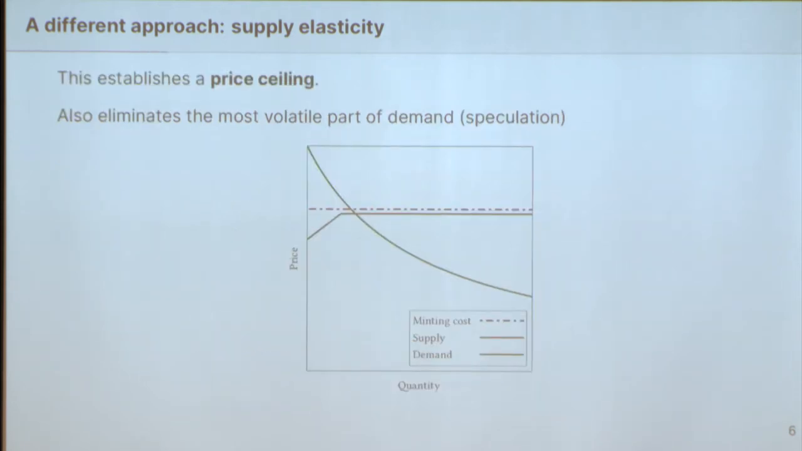So this establishes a sort of price ceiling, and it also eliminates a lot of the volatility in demand itself, because you know that, let's say, in 100 years, Bitcoin's not going to be worth $1 million. You know exactly it's not going to be worth above a certain amount. And there's a price ceiling because every time the price increases above the cost of minting it, it becomes profitable to mint an unlimited amount of coins and increase the money supply.